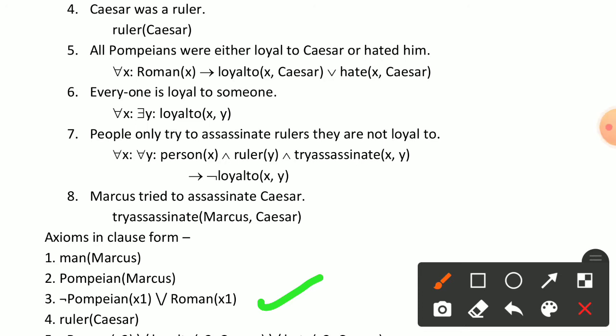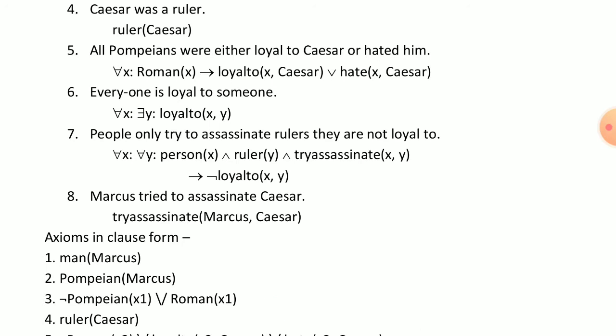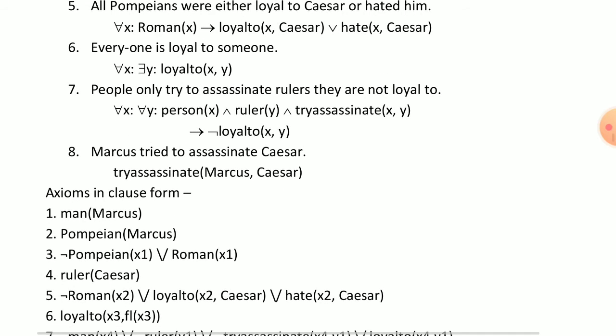Okay, here we can take one object x1 and then separate Pompeian and Roman by using the object. Fourth is Caesar was a ruler, so we can write ruler in bracket Caesar. Now the fifth sentence is all Pompeians were either loyal to Caesar or hated him.